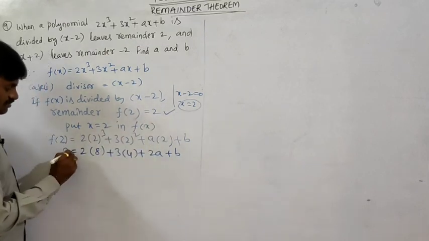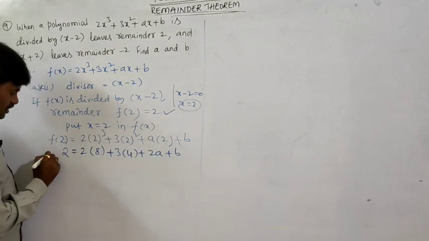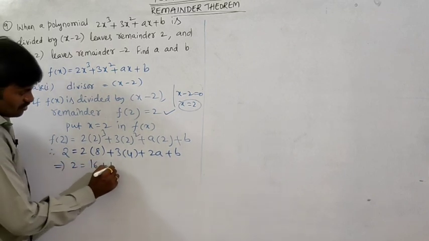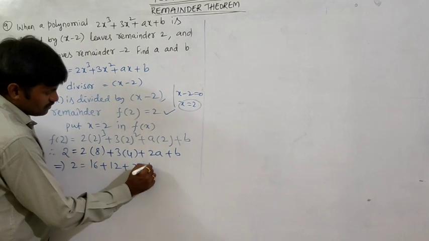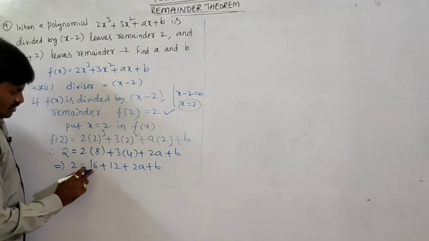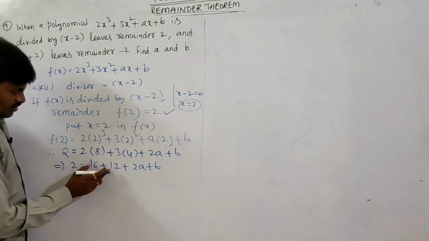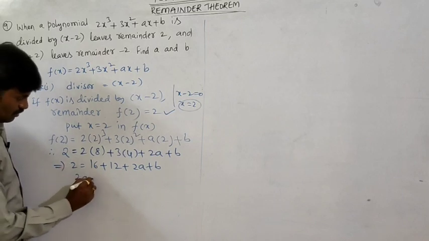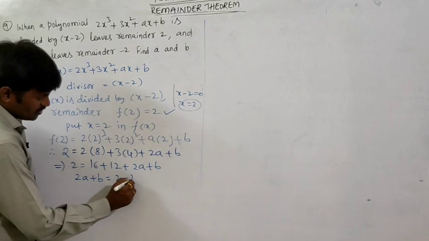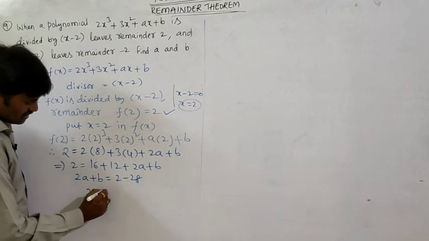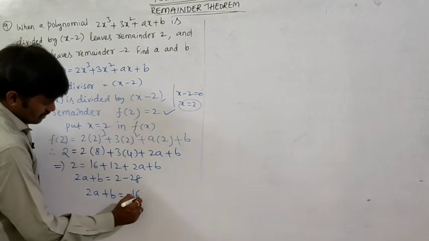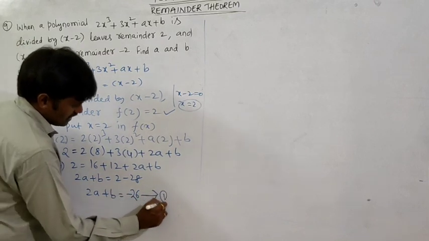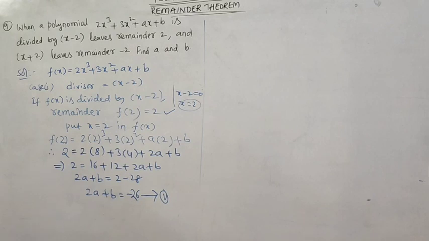2, according to the question, according to the problem. Therefore 2 is equal to 2 8s are 16 plus 3 4s are 12 plus 2a plus b. So 16 plus 12 is 28. If you shift 28 to the other side, it becomes minus 28. So 2a plus b is equal to 2 minus 28, that is equal to minus 26. This is considered as equation 1.